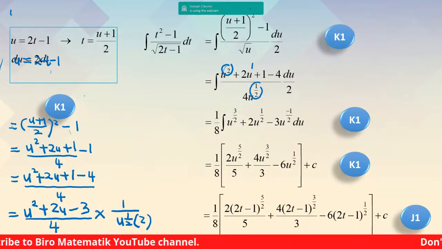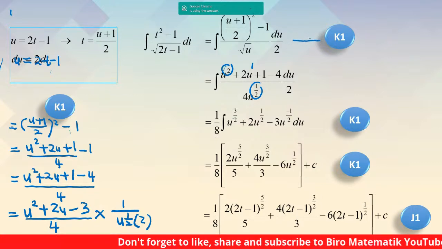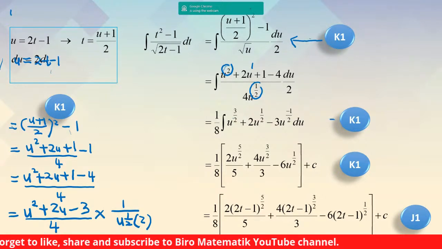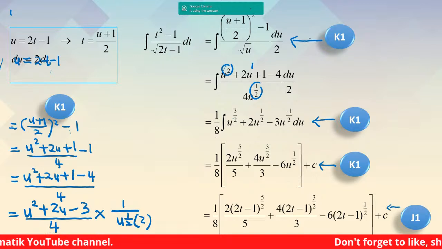Okay, so K1 for choose u and then differentiate. Okay, and then another K1 for substitute and simplify. Okay, and then K1 must in terms of u. Okay, and then integrate. Then final answer.